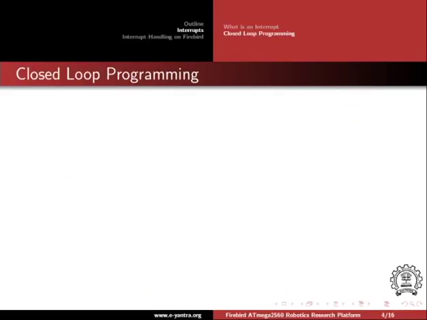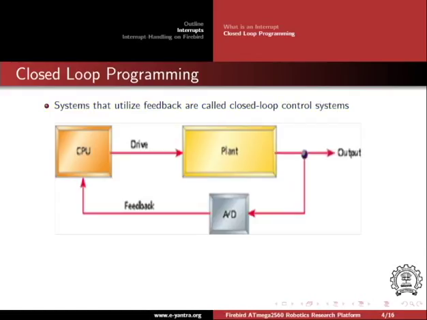Now let us look at another important concept before we move forward with interrupt, that is closed loop programming. Systems that utilize feedback are called closed loop control systems. The diagram displayed depicts a closed loop system. The next question that arises is, why do we need a closed loop system? Well, the answer to this is very simple. We need such a system because it enables us to take more accurate decisions by taking into consideration the response from the system.